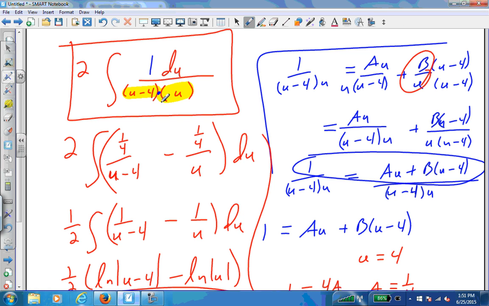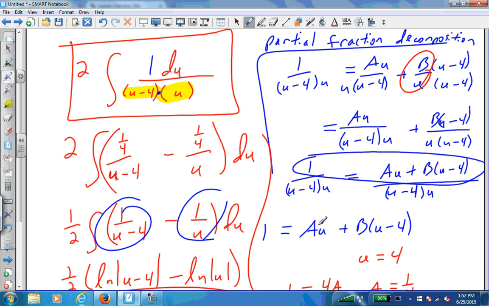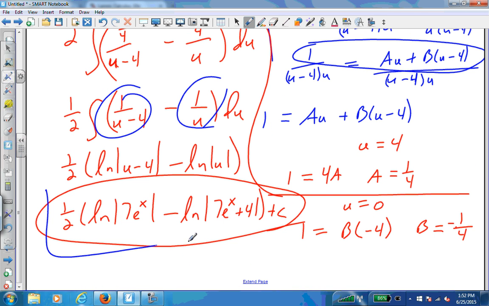And then keep in mind, if we have a product of factors on bottom and we can't do anything else, partial fraction decomposition breaks those into two separate fractions, both of which are things we can integrate. Always remember that once you integrate, you put your final answer back in terms of your original variable, x. So u minus 4, that was 7e to the x. U was 7e to the x plus 4.